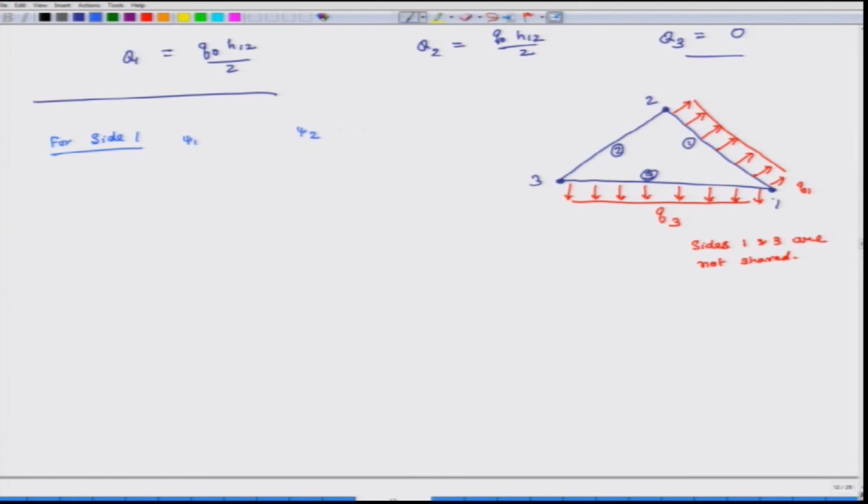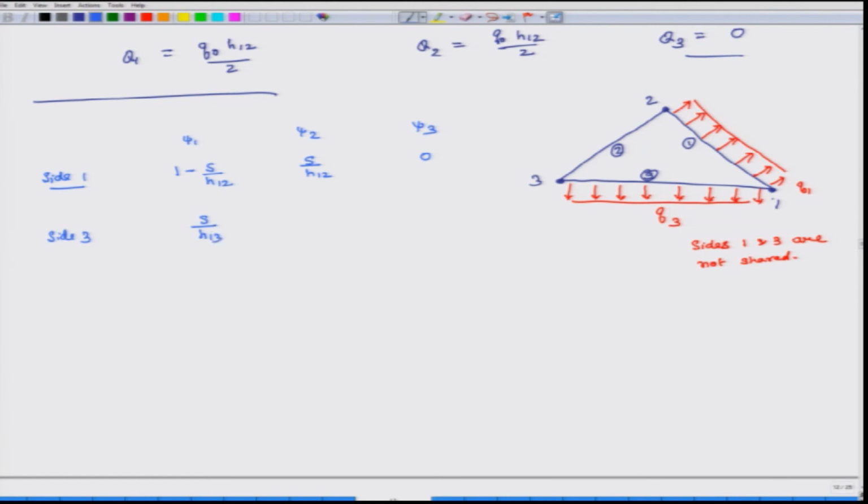psi 1, psi 2, psi 3, actually I will just write down the relations. Side 1: psi 1 is 1 minus S divided by H12. What is psi 2? S by H12, and psi 3 is 0. For side 2 I do not have to worry. For side 3, it is what? S by H13.